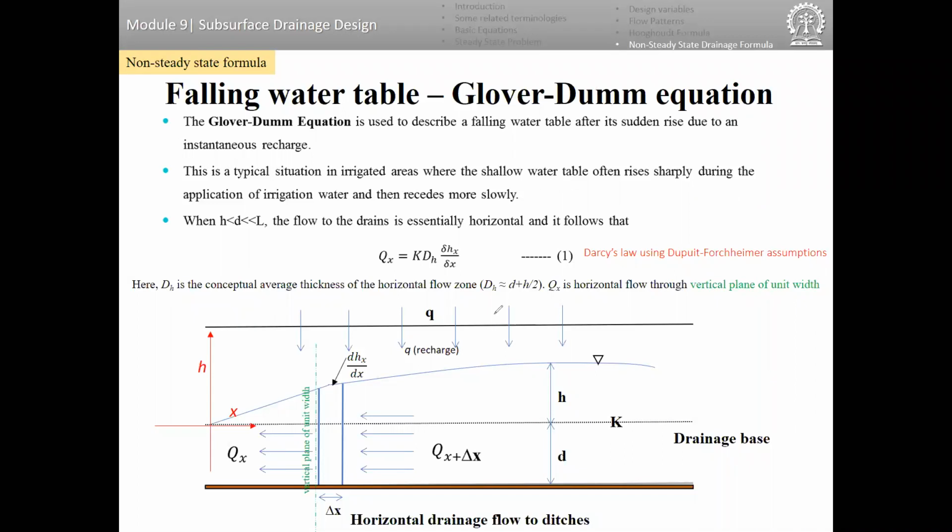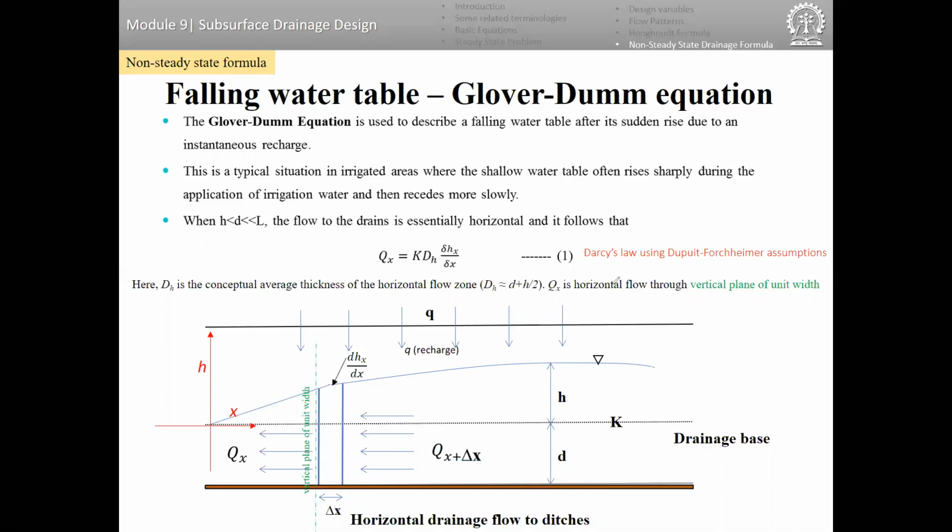So essentially, since we are talking about the falling water table, we are talking about some time step. When H, that is the head, is less than D, the equivalent depth, and D is again far less than the spacing between two drains, the flow will essentially be horizontal flow.